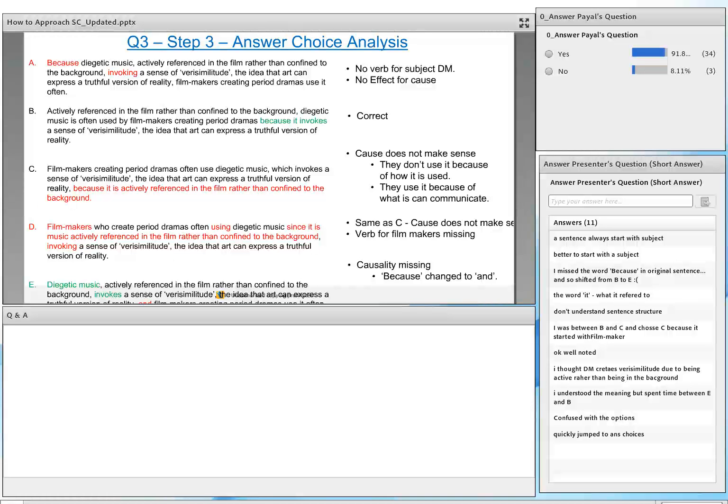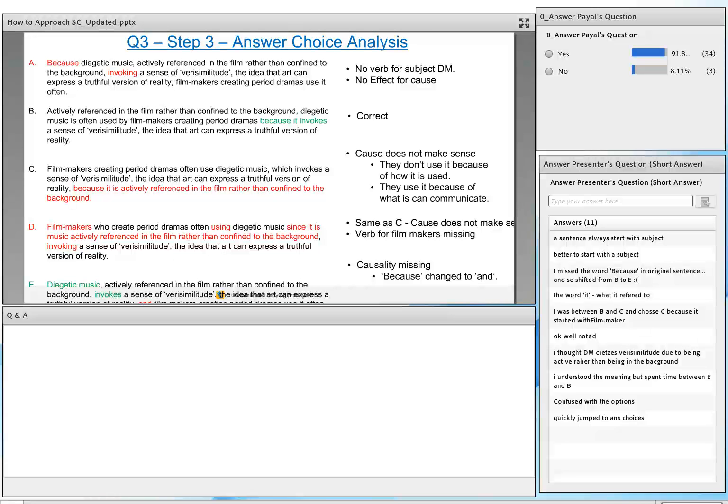And that's why when I say that grammar in SC is not really complicated, it's all very logical grammar. All right. So now let's come to choice C. Filmmakers create. Another thing is this. I cannot emphasize enough on this.